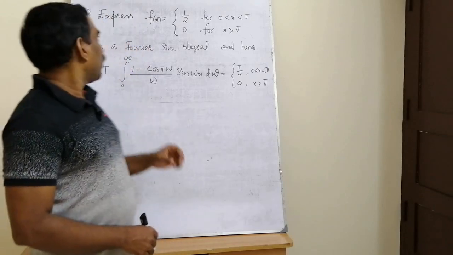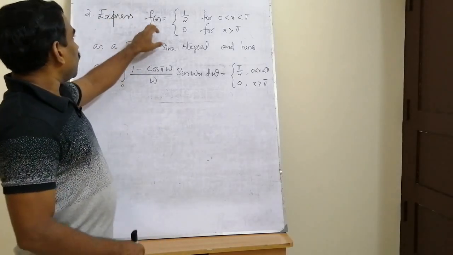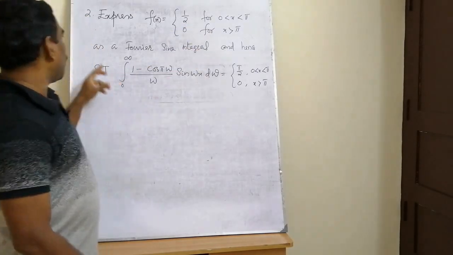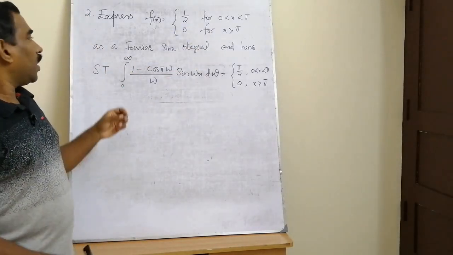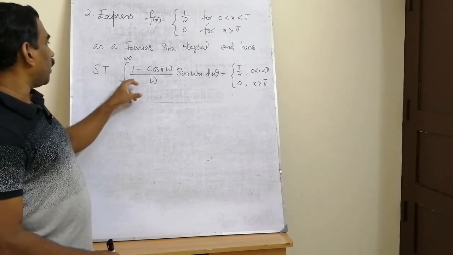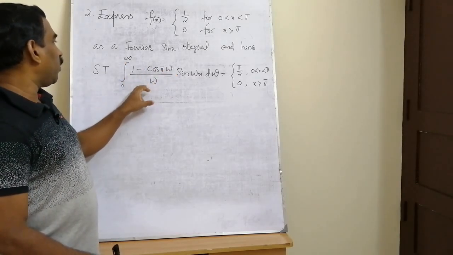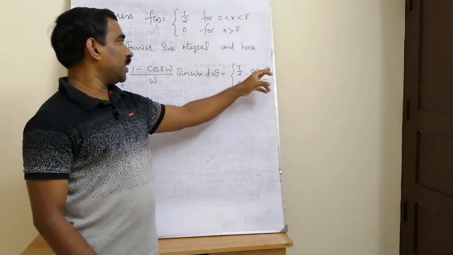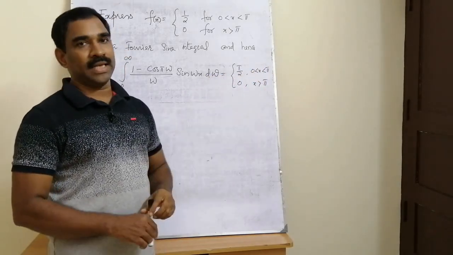Now come to the second Fourier transform. Express f(x) equal to half for 0 less than x less than pi, equal to 0 for x greater than pi, as a Fourier sine integral, and hence show that integral 0 to infinity (1 minus cos pi omega) by omega sin omega x d omega equal to pi by 2 for 0 less than x less than pi and 0 for x greater than pi.